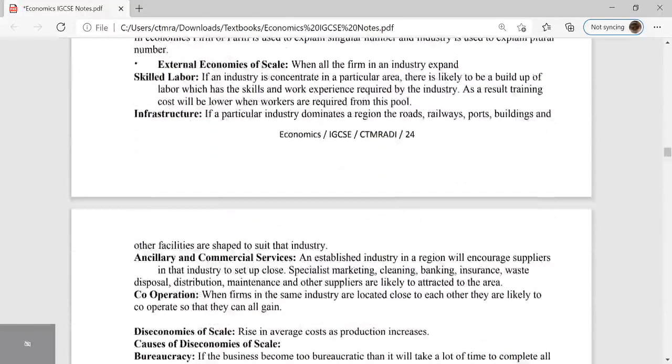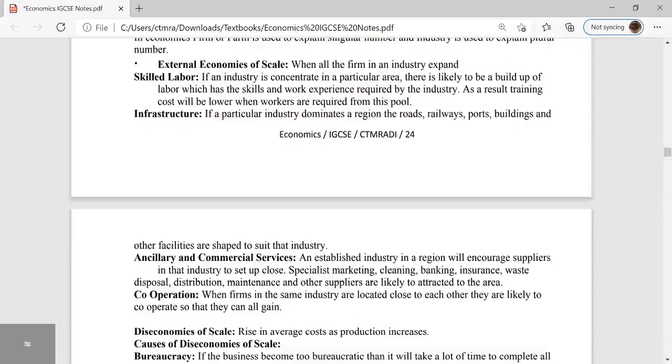Next is the external economies of scale. It includes advantages that are enjoyed when the industry expands. So we have skilled labor. If the industry has skilled labor because of the rise in education or training, then the supply of skilled labor will be available in the market. This again will increase productivity and reduce the cost. All the firms in the industry will enjoy this supply of skilled labor, so average cost will fall.